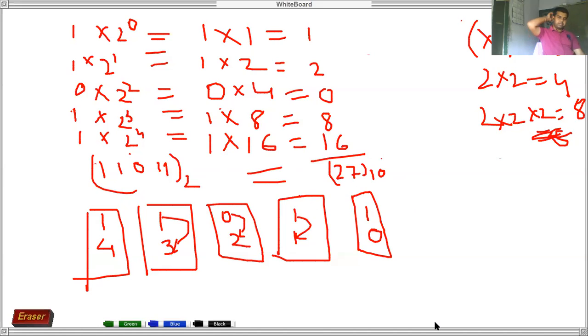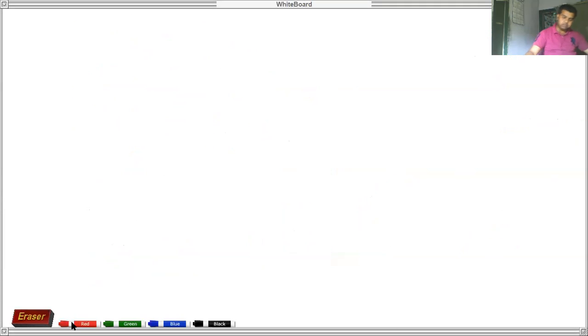If you have copied it down, then I will move to the next example. This is called binary to decimal. Last class we did decimal to binary, where, if you remember, we divided the number by 2. But this time we are multiplying with powers of 2. This is the difference. Now I'll just clean this screen and I will write a new example.